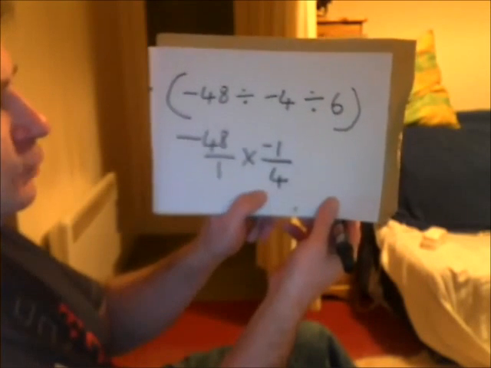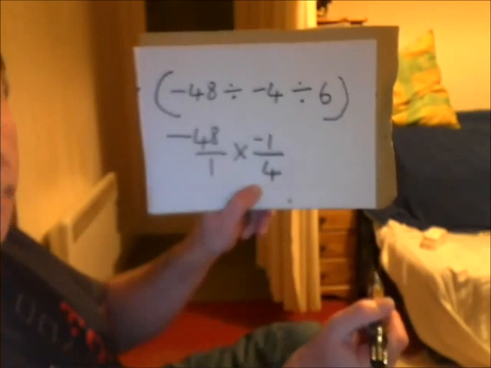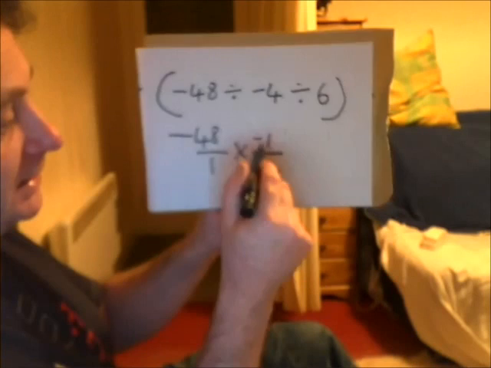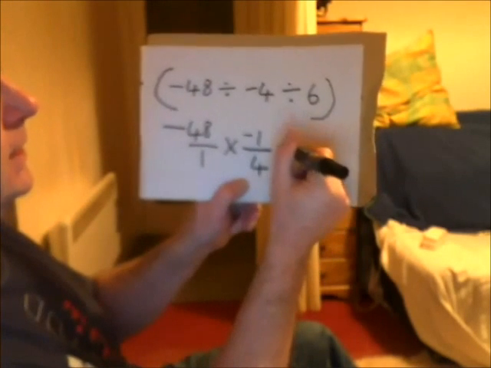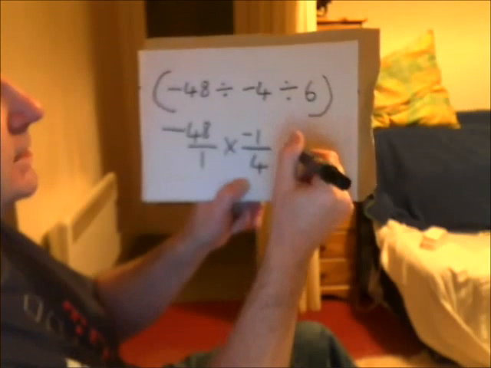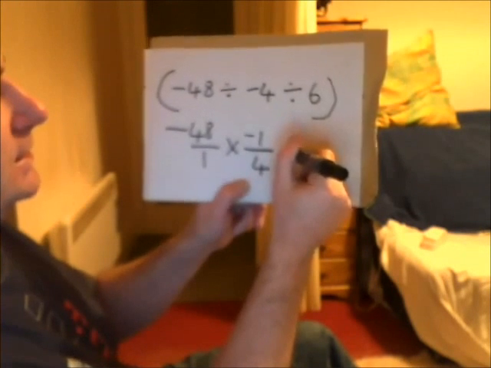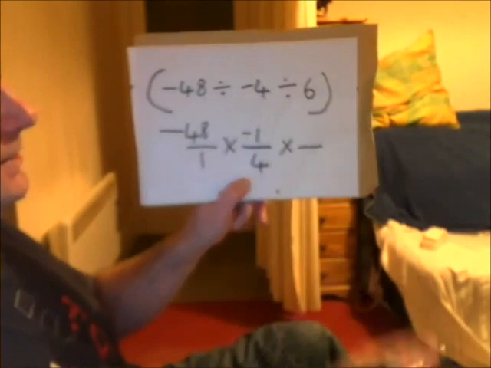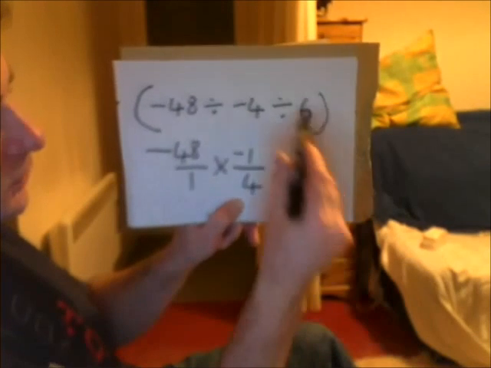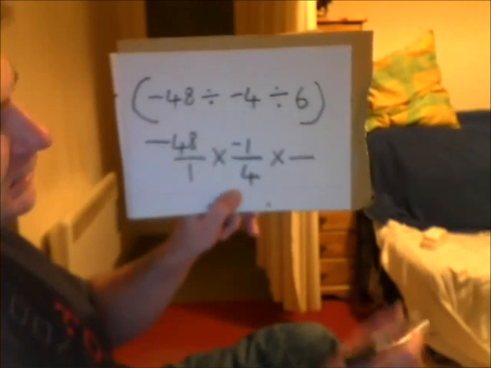So instead of being 4 over 1 or negative 4 over 1, it becomes negative 1 over 4. Okay, we're flipping the denominator and the numerator over. And it's also asking us to divide that by 6. Okay, so let's see if you can tell me how that should look as a fraction. That's right.